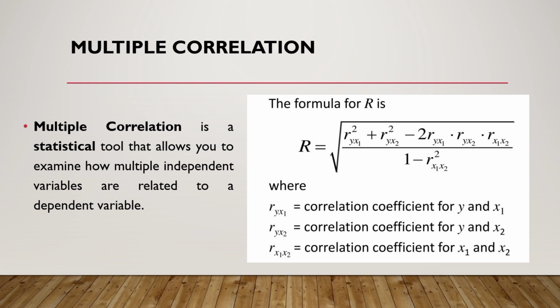r sub yx1 is equal to the correlation coefficient for y and x1. Okay, so you'll have to take a look at the subscripts. r sub yx2, of course, is the correlation coefficient for y and x2, and r sub x1x2 is the correlation coefficient for x1 and x2. So this is the formula that we will use to compute the multiple correlation coefficient, and that is denoted by capital R.